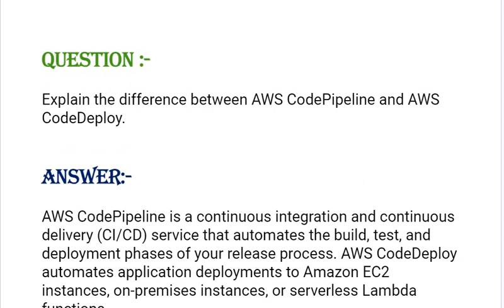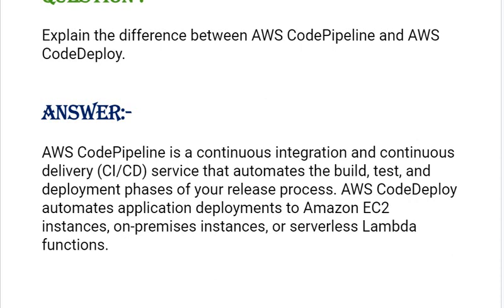Our next interview question is: explain the difference between AWS CodePipeline and AWS CodeDeploy. Your answer should be: AWS CodePipeline is a continuous integration and continuous delivery, CI/CD, service that automates the build, test, and deployment phases of your release process. AWS CodeDeploy automates application deployments to Amazon EC2 instances, on-premises instances, or serverless Lambda functions.